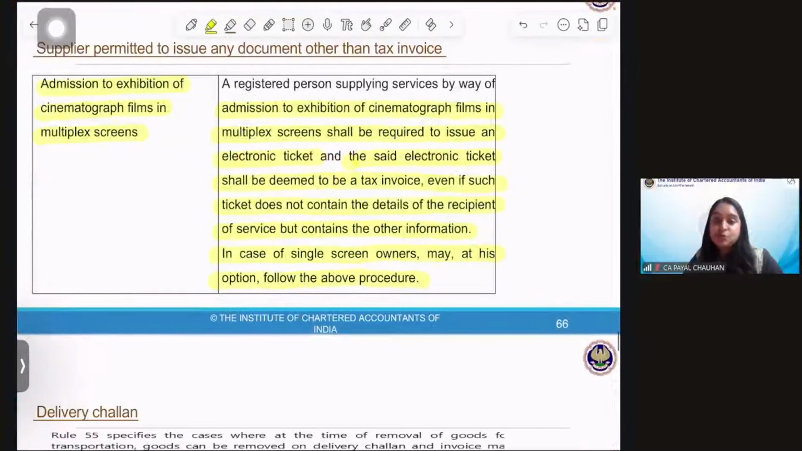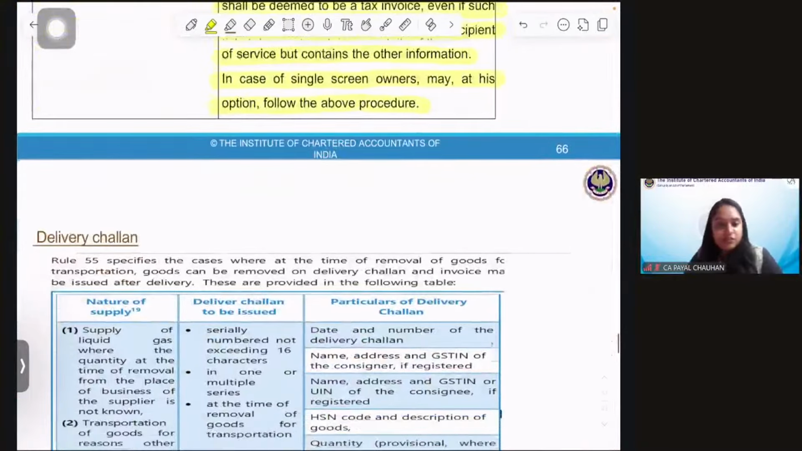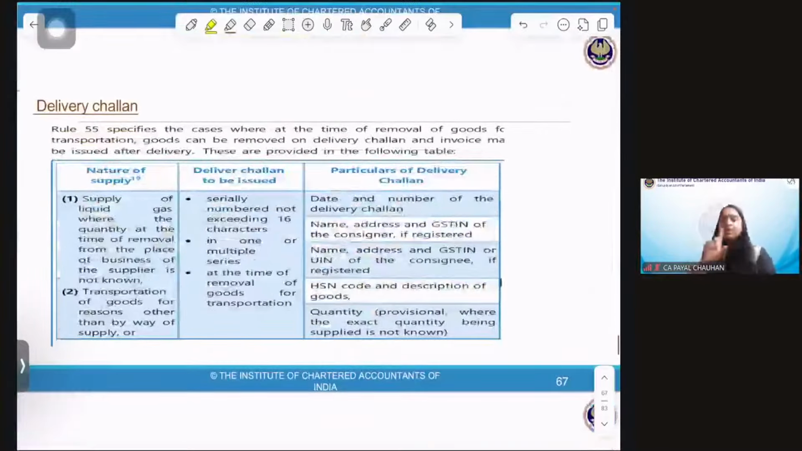Now we have delivery challan. First of all, I need to ask you what we did first, e-invoicing, right? First we did e-invoicing, then we said the following entities need not issue an invoice. Rather, they can issue any other document in lieu of invoices. And for them, we did banking, insurance companies, GTA, multiplex cinemas, and then passenger transportation. Did you people understand? That's a summary recap I usually do so that we are in line.